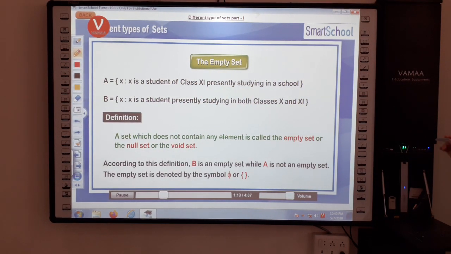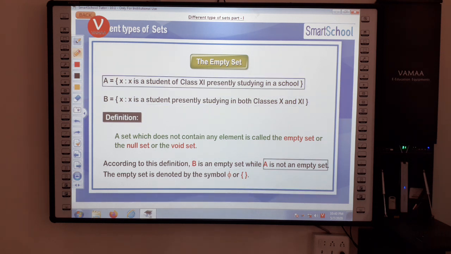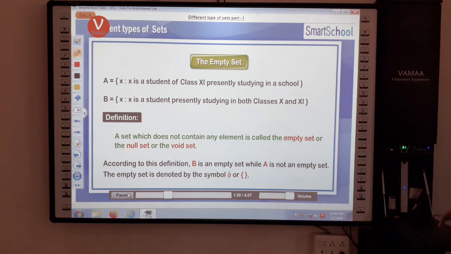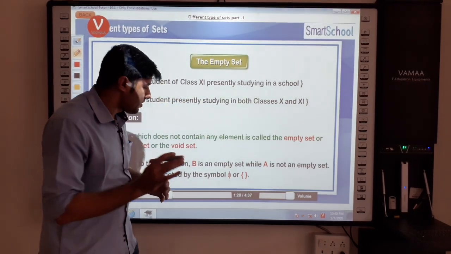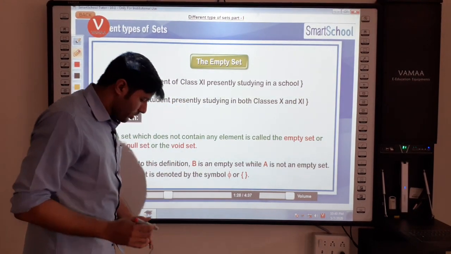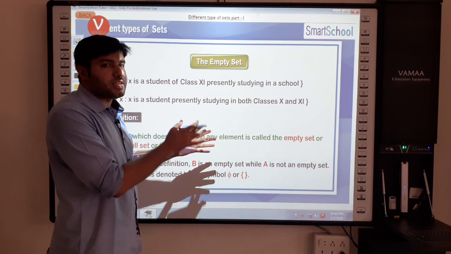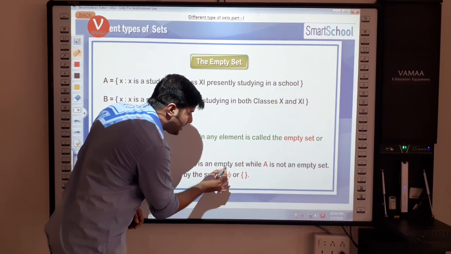According to this definition, B is an empty set, while A is not an empty set. The empty set is denoted by the symbol phi or opening and closing curly brackets. The representation of the null set is also very important. There are two symbols we are using to show that a set is empty. That symbol is phi.